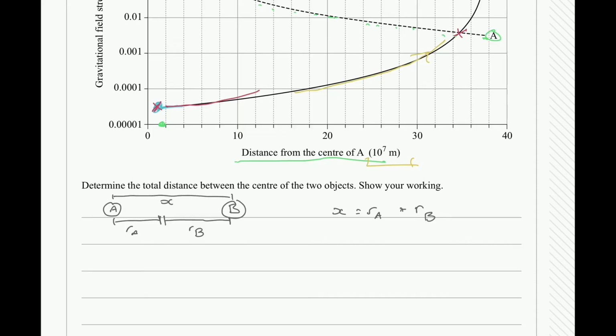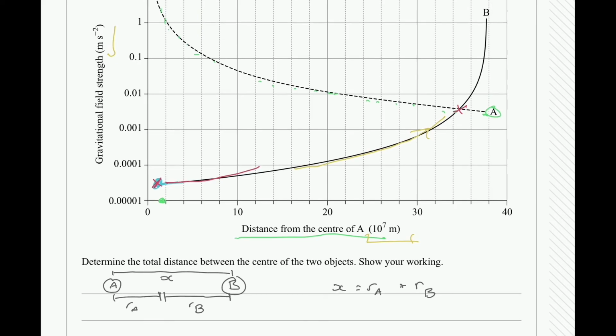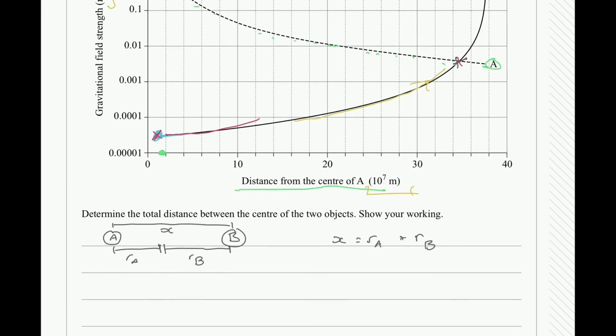So we can think of it in terms of, if we know what RA is, we can also try and figure out what RB is. If we know what X is, we can figure out the other 2. But now let's think about how we can calculate this. What we're going to do is use the interception point here. That's going to be a very crucial point for our working out, our problem solving.